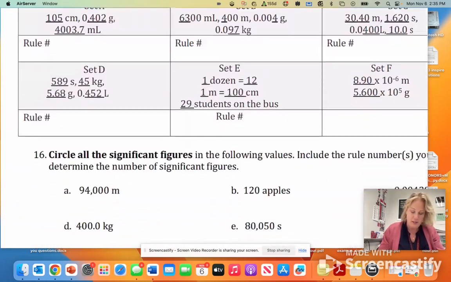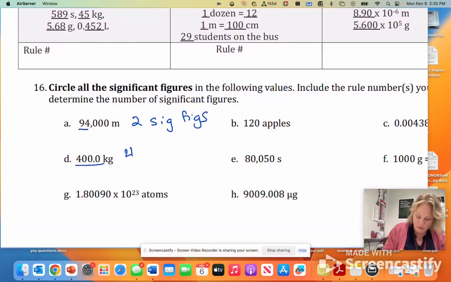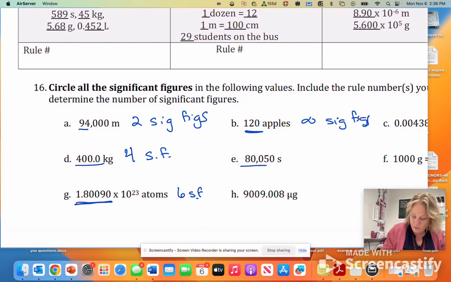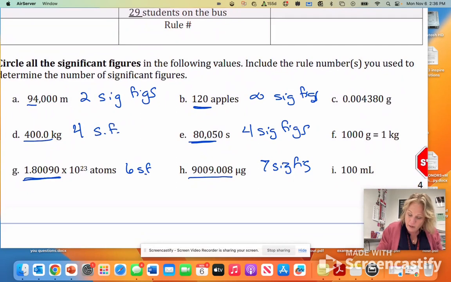Then we get down here and we can look at the numbers, and the rules are up above on the POGL. Here you have 2 significant figures. Here we have all 4. Here, when it's in scientific notation, all of the numbers are significant. Here's a counting, so this has infinite sig figs. This one, it's the first 4 that are significant. This one, all of them are. Then over here, we've got these four.